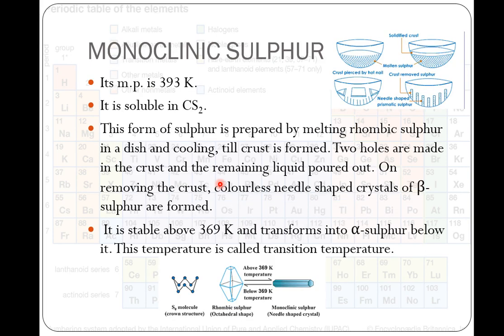Monoclinic sulfur. Its melting point is 393 Kelvin, soluble in CS2. This form of sulfur is prepared by melting rhombic sulfur in a dish and cooling till a crust is formed. Two holes are made in the crust. You can see the two holes being made here. The remaining liquid is poured out. On removing the crust, you can see the needle-shaped crystals.